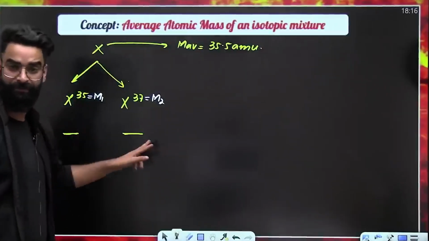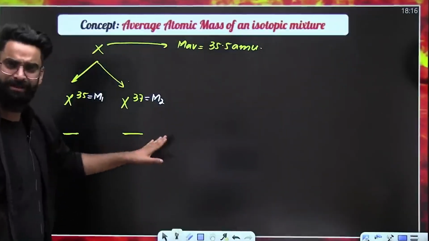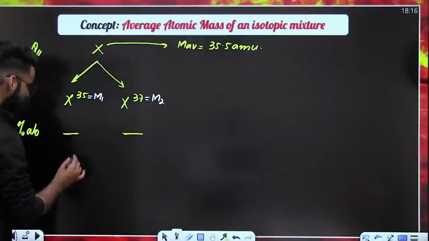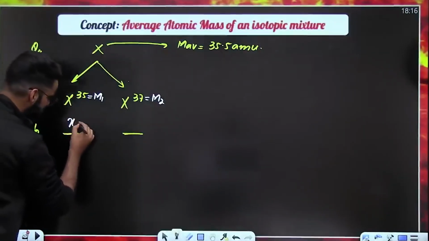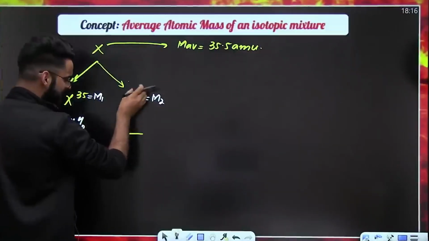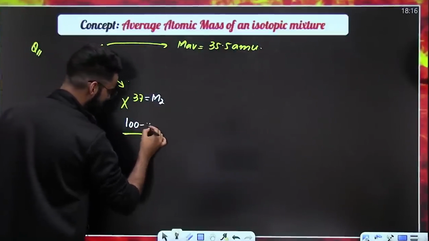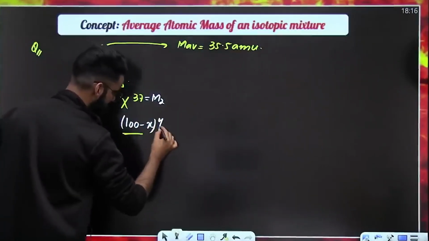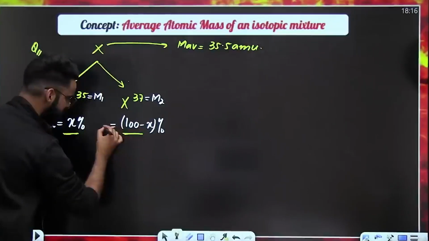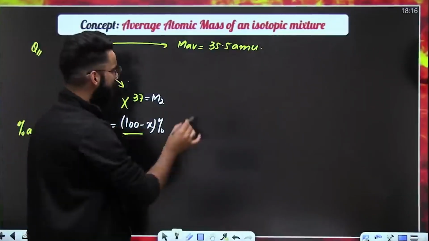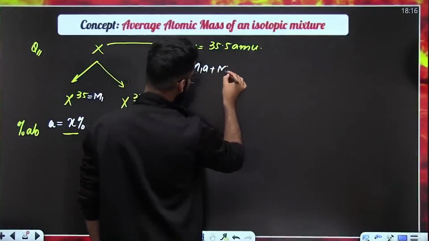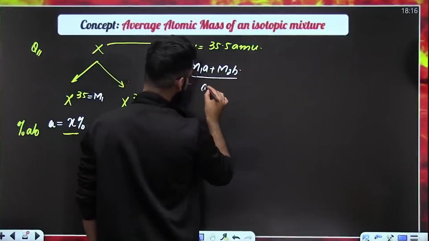I told you the sum of the percentage abundances of all the isotopes of a particular element is always 100, right? So let's assume the percentage abundance of the first isotope is X. The percentage abundance of the other isotope has to be 100 minus X. And the percentage abundances, we represent them with A and B. That's all. Instead of M average, can't I write (M1A plus M2B) divided by (A plus B)?